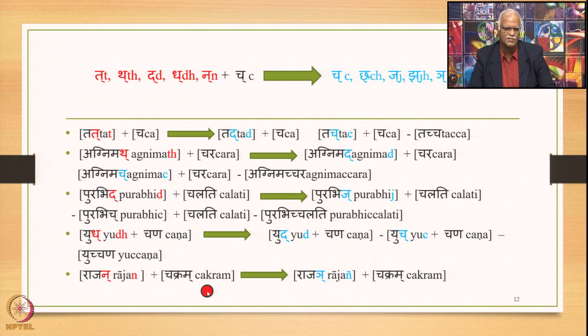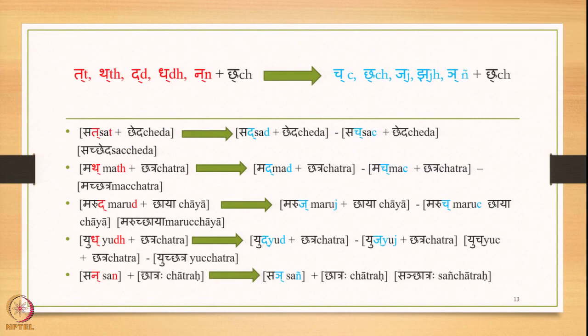Similarly, you have rajan plus chakram, and this na is followed by ch. So now this na will be substituted by nya, and so we'll have the form rajai chakram. In all these cases, we observe that the th and dh, they are all first substituted by the, and then this the gets substituted by j. Similarly, we have ta, th, da, dh, na followed by ch. These are the template examples.